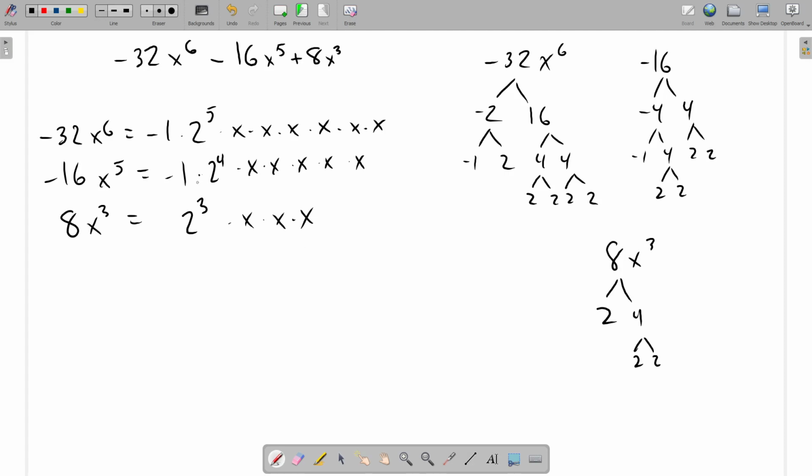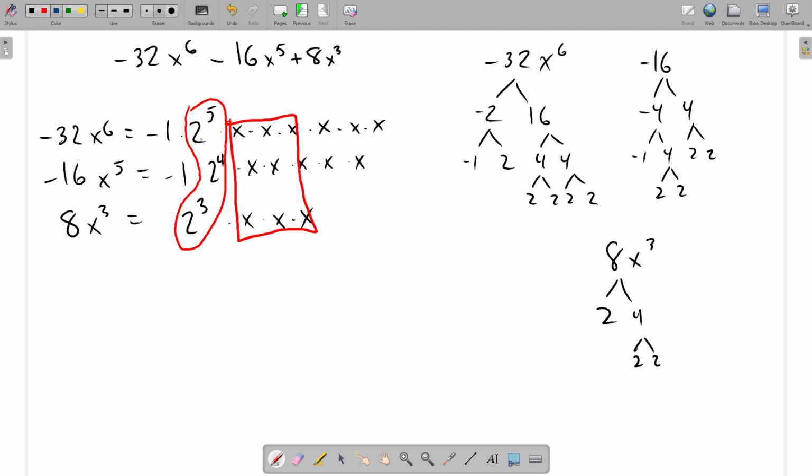So what do these have in common? Well, they definitely have 3 x's in common, and they have some number of 2's in common. So the greatest that they have in common can be 3. So that means that there's going to be 1 2 left in the middle and 2 2's left in the top.